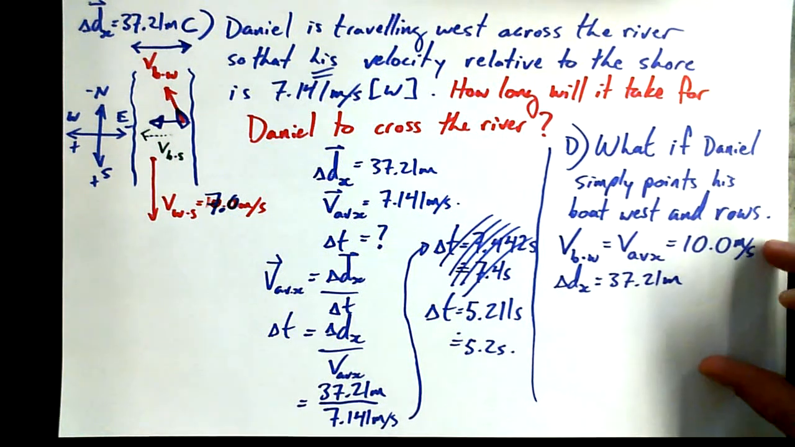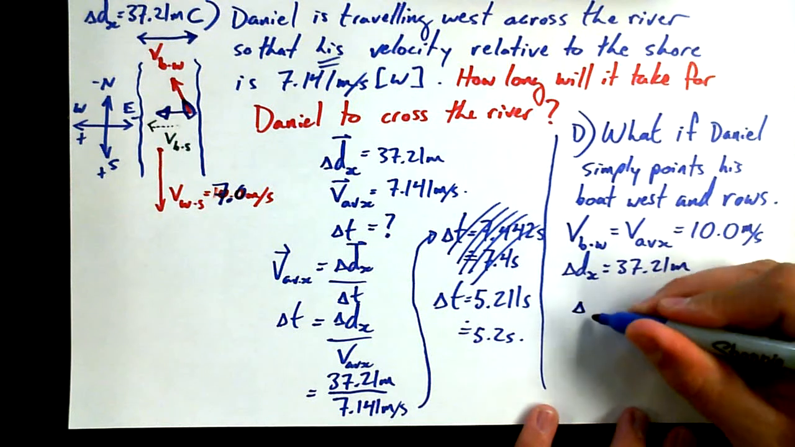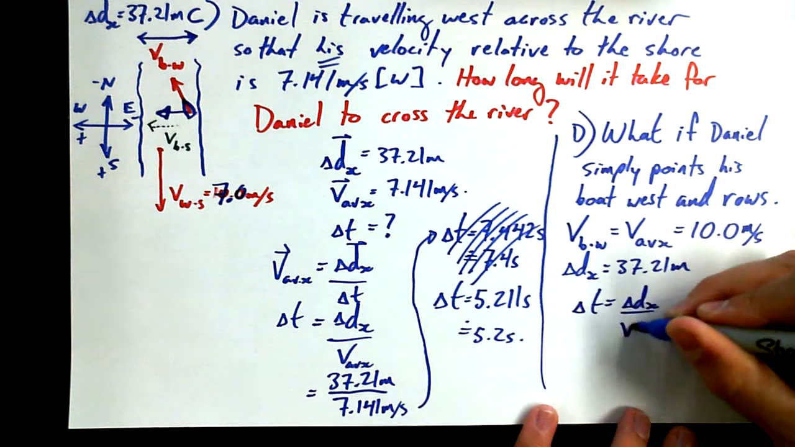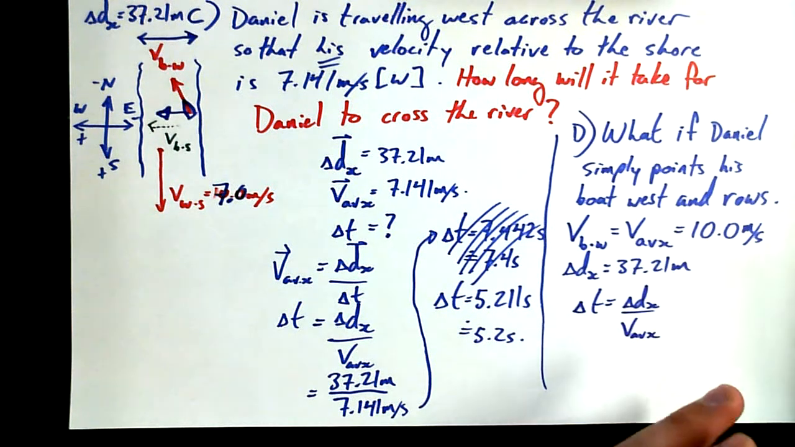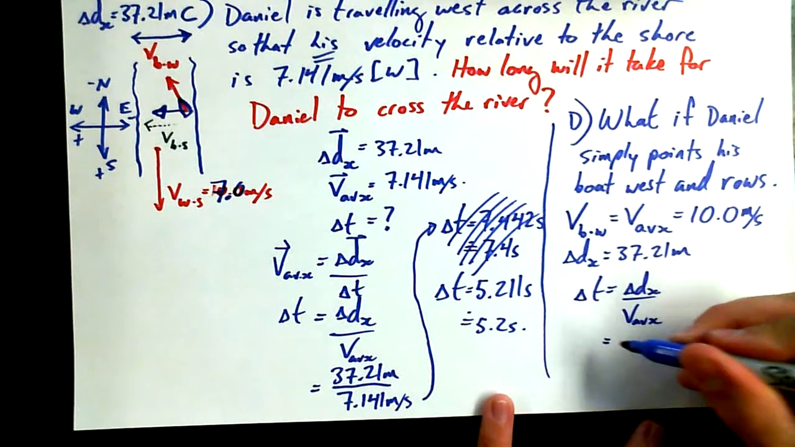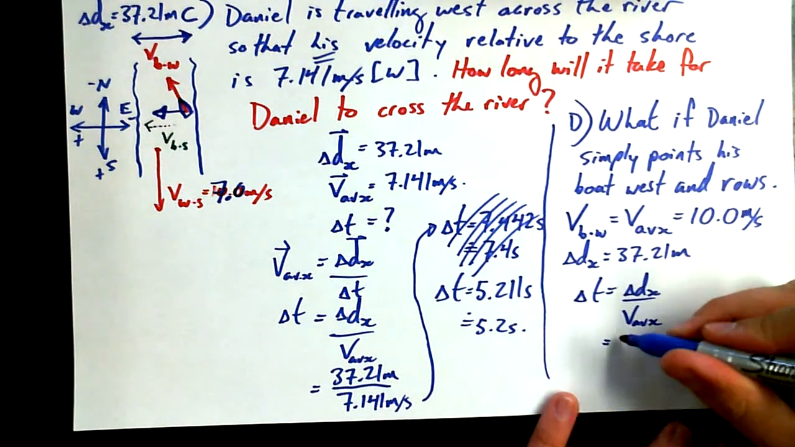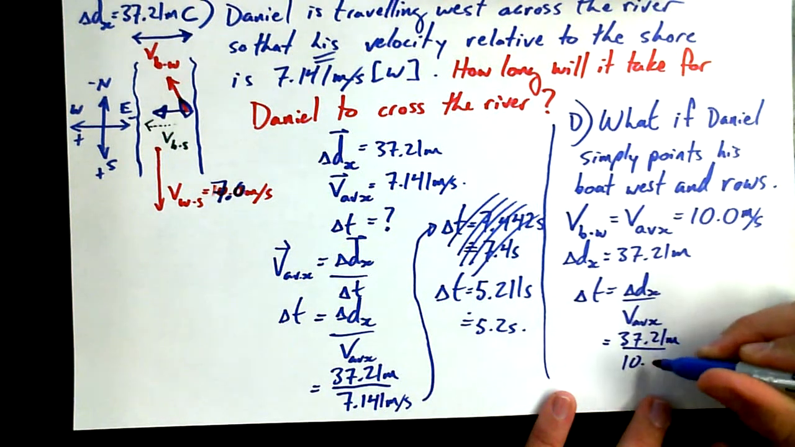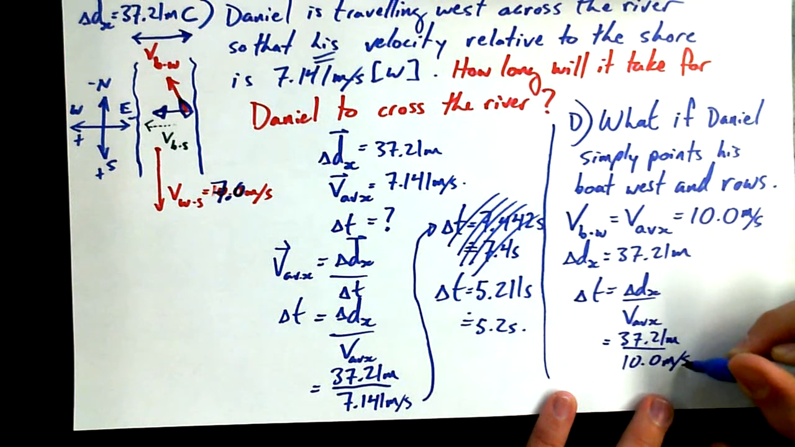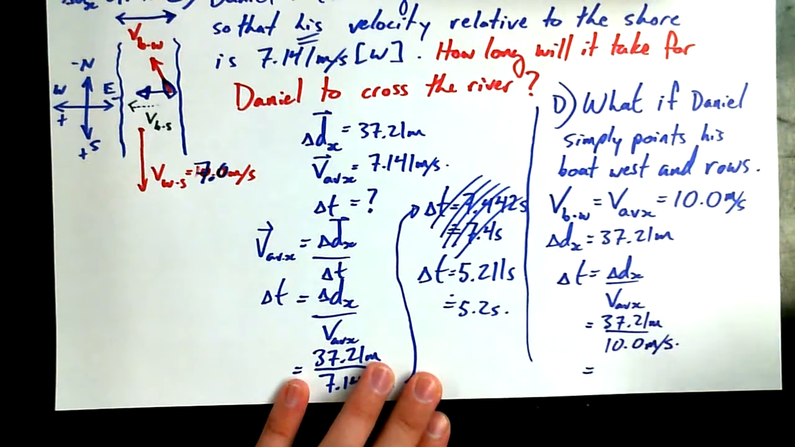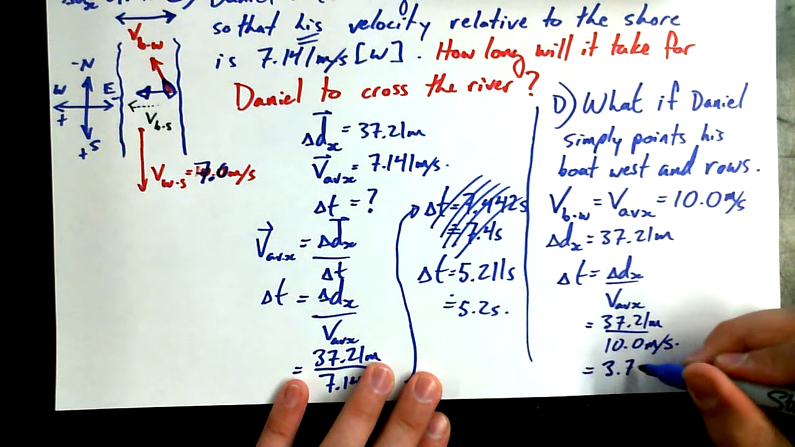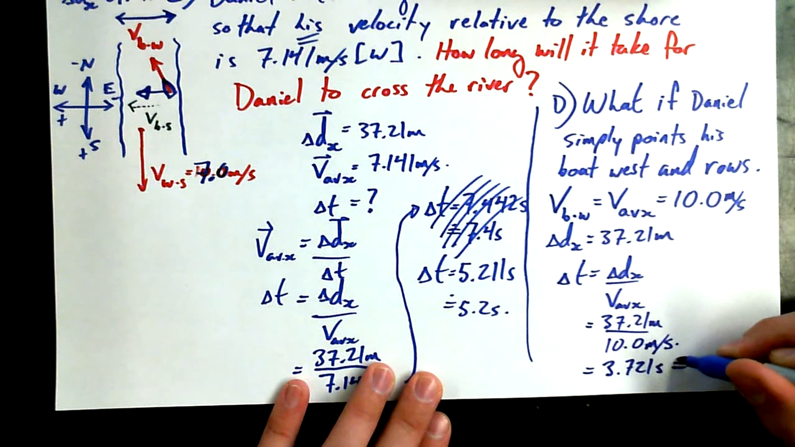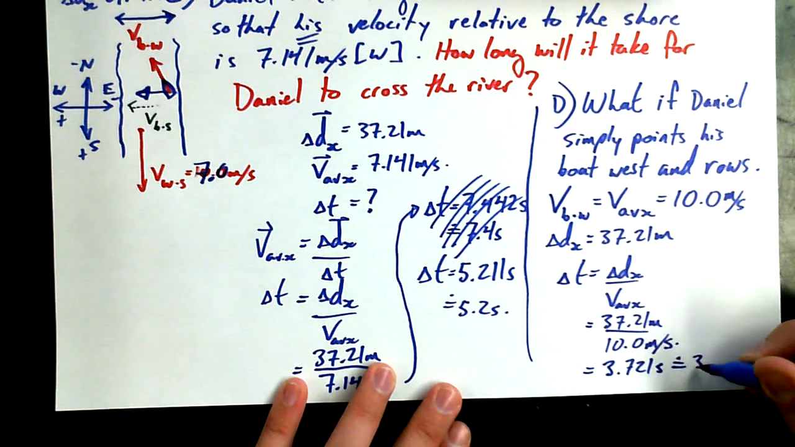Is it any different? Delta t is equal to delta dx over V average in the x direction. We already did that rearrangement one time, so we don't have to do it again. It's right there for us. That's 37.21 meters over 10.0 meters per second, divide by 10, an easy one, 3.721 seconds. We will round it off to two significant digits, approximately 3.7 seconds.